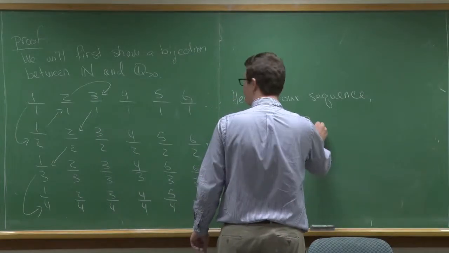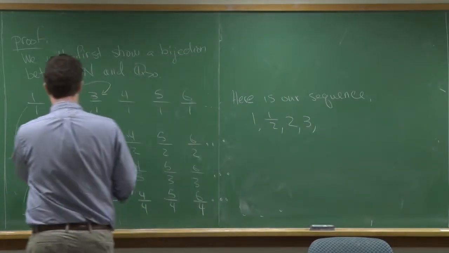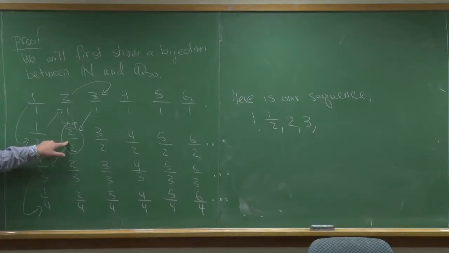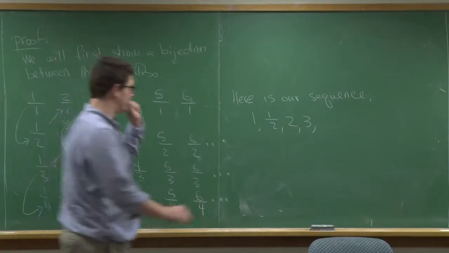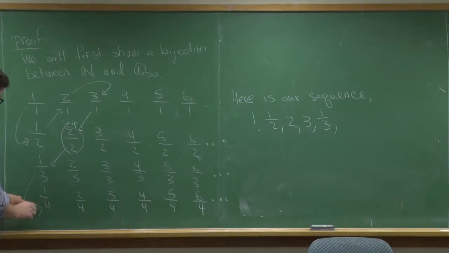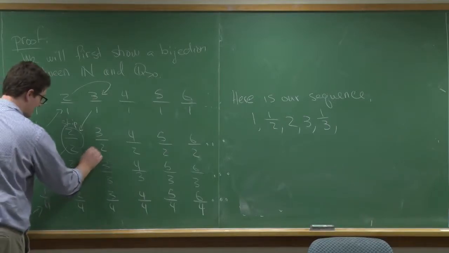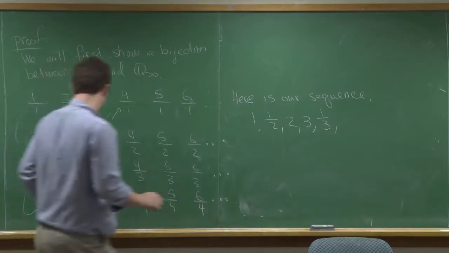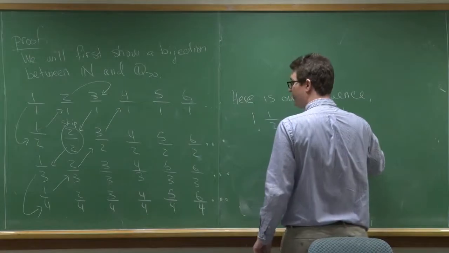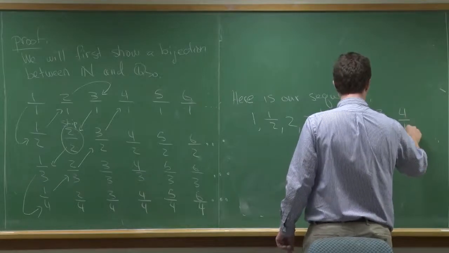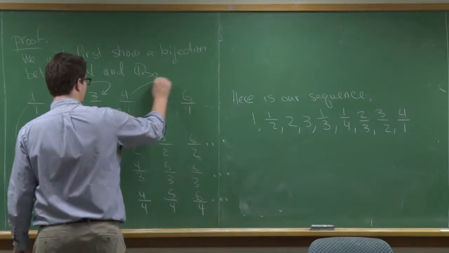Let me continue. Then we have 3. 2 over 2 already occurred, so we skip this one since it's the same as this. Then we just go to 1/3. Now we continue: 1/4, 2/3, 3/2, and then 4 over 1. And then we're going to go around again.